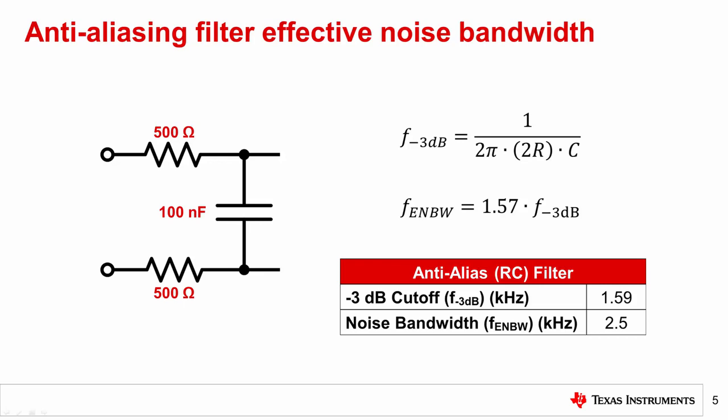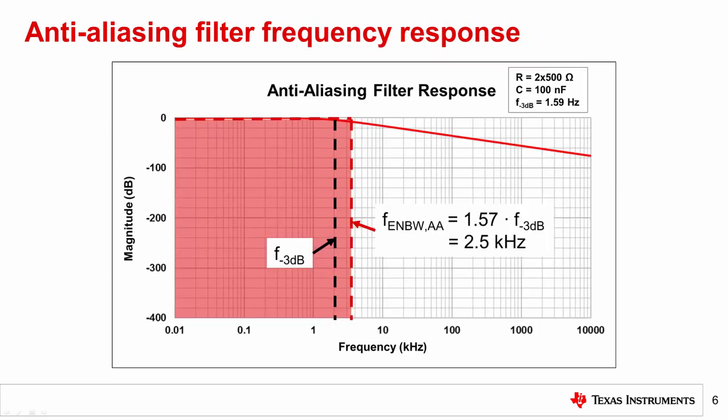Moreover, larger input resistors can lead to high leakage currents that result in less accurate measurements. Larger resistors will also add more noise to the circuit, which may not be acceptable given your system requirements. In the frequency domain, the anti-aliasing filter response looks like a typical low-pass filter with its negative 3 dB cutoff frequency denoted by the black dotted line.